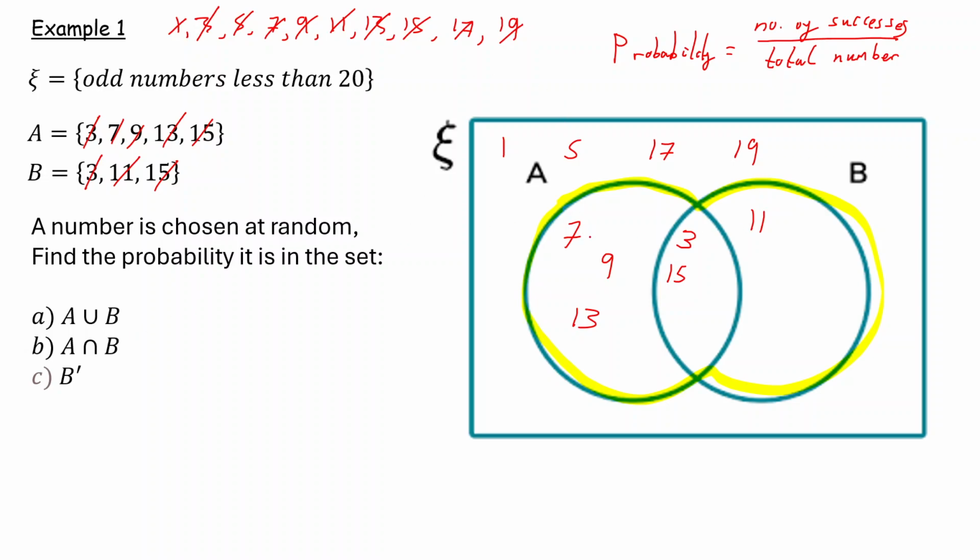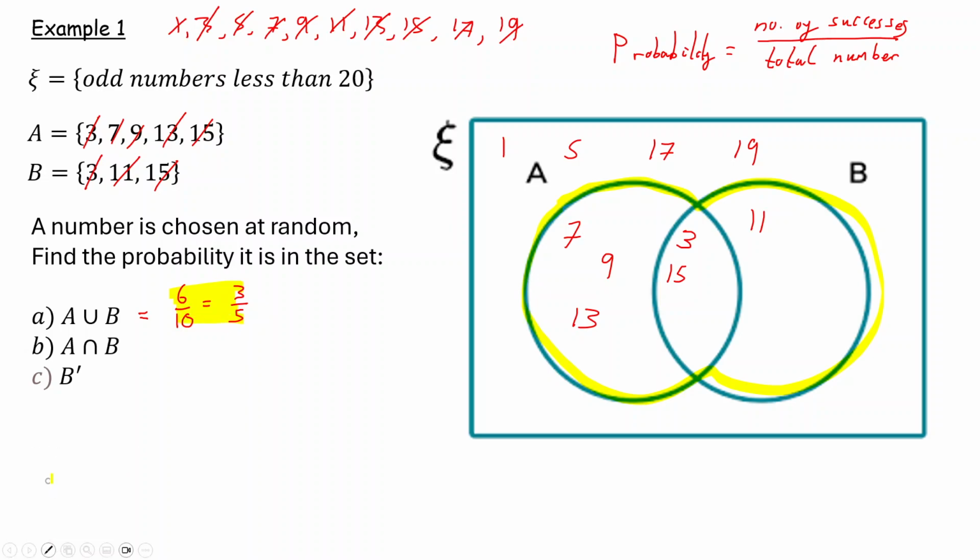So A union B, we've got 1, 2, 3, 4, 5, 6. We've got 6 of the thing that we're looking for within this part of our Venn diagram. Out of the total, there are 10 numbers less than 20 that are odd. So 1, 2, 3, 4, 5, 6, 7, 8, 9, 10. So 6 over 10 is our first answer. If you want to, you could simplify it, divide it through by 2, and say we've got 3 over 5. Either of those are absolutely correct.